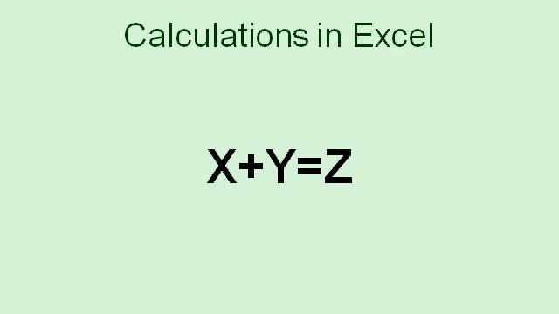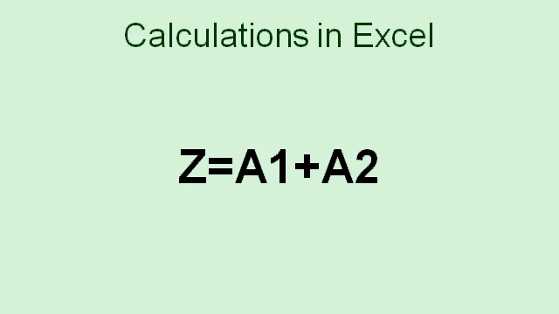Now in Excel, math formulas work backwards from traditional math. For example, in a normal math problem, you might see x plus y equals z. Well, in Excel, I want you to think backwards. Think z equals x plus y. Now instead of x and y, we're going to substitute in the cells that we want to add. So in this case, z equals A1 plus A2, if you want to add those two cells together.